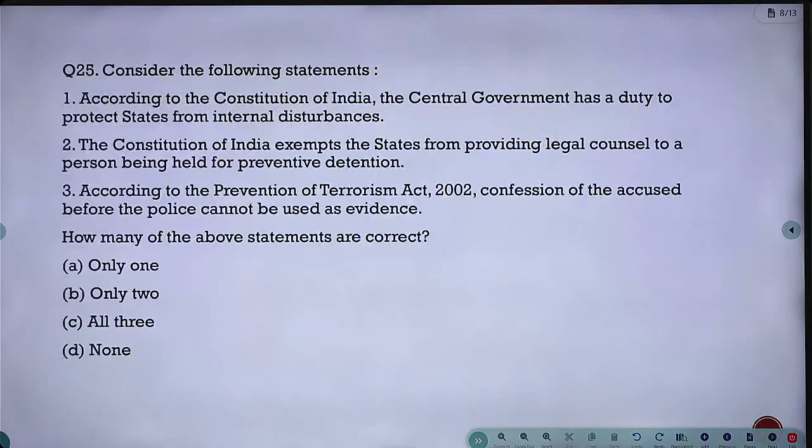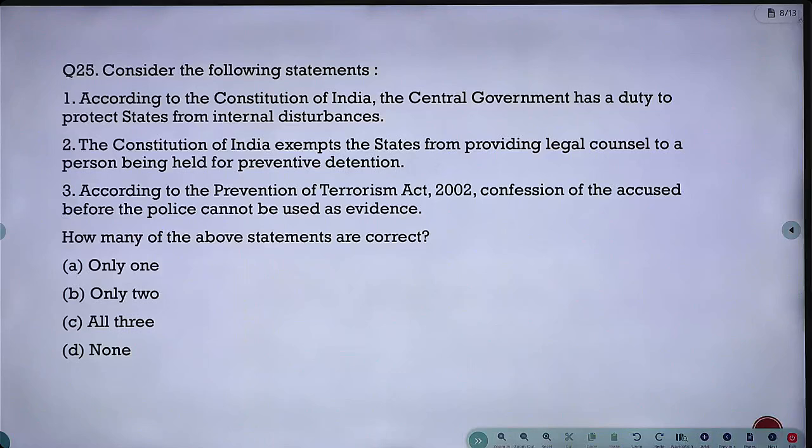Okay, next question. According to the Constitution of India, the central government has a duty to protect states from internal disturbances. Yes, true. Article 365 says it is the duty of the center to protect states from external threats and internal disturbances. Okay, first one is correct.